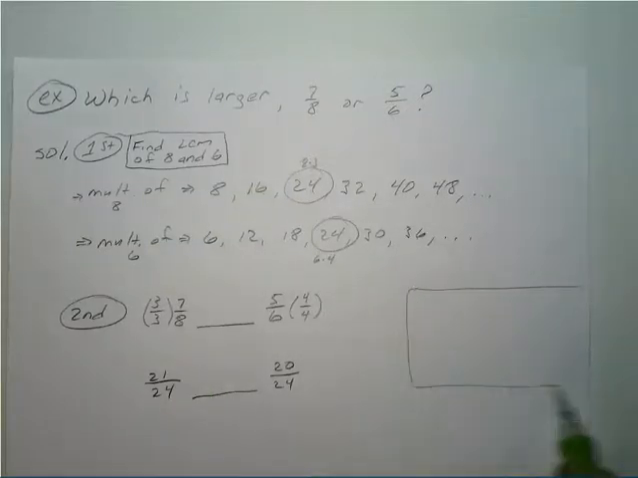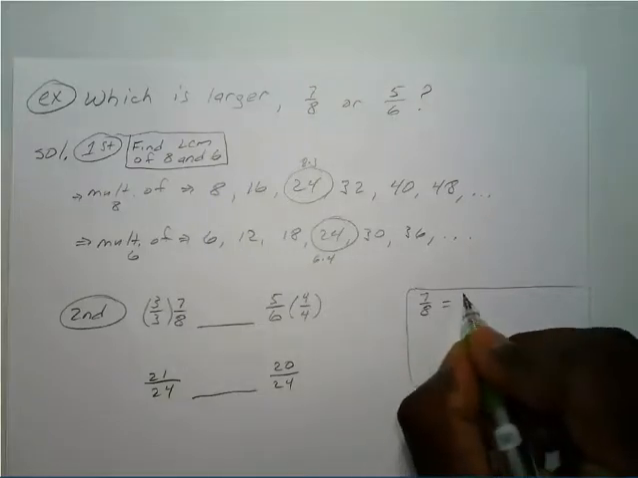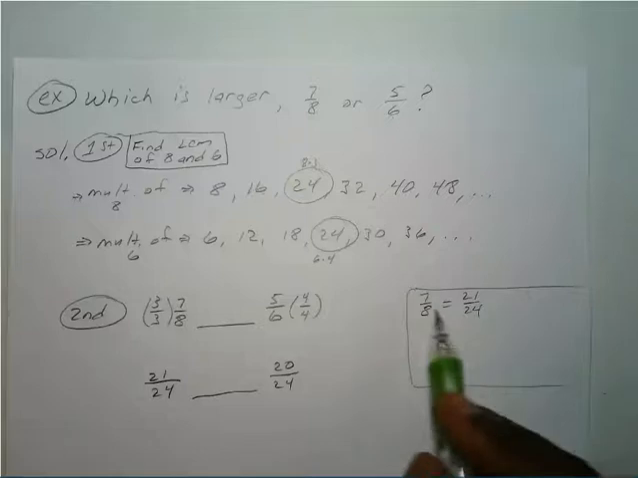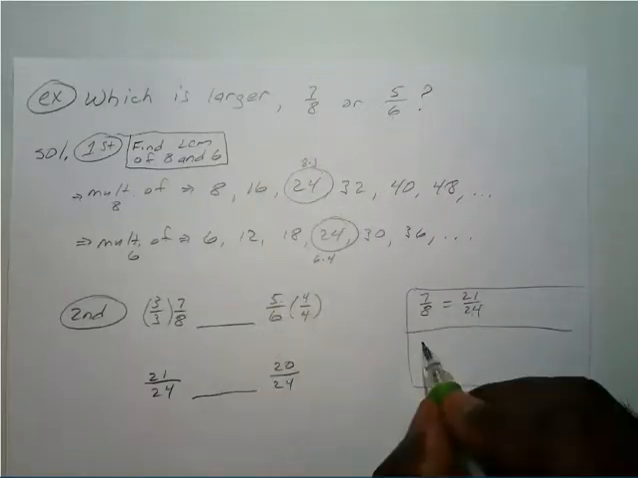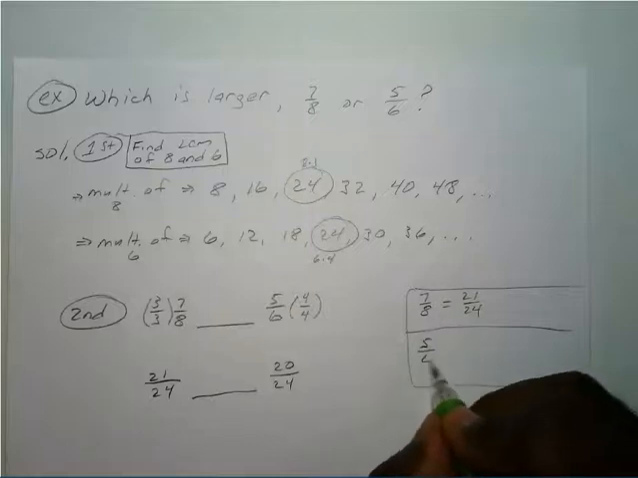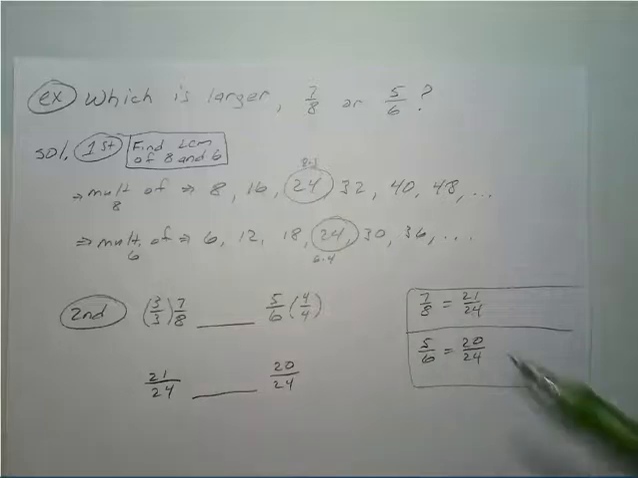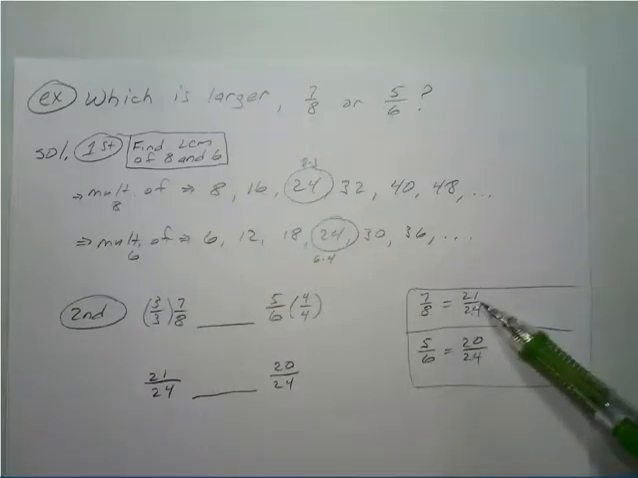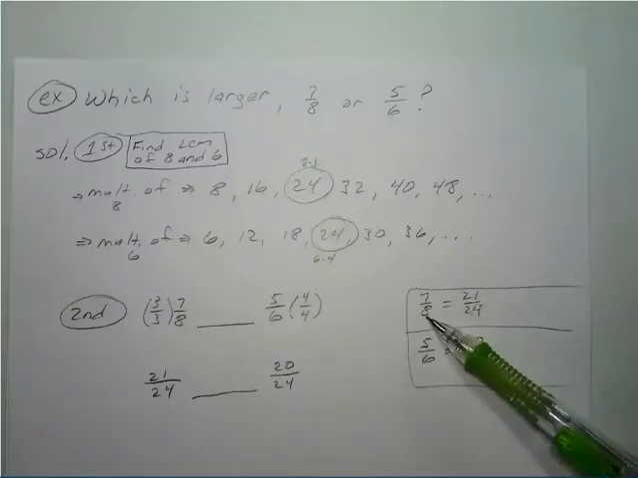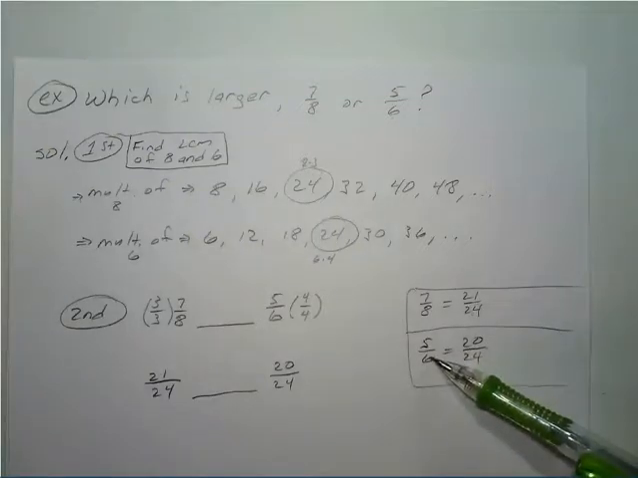Just in case you're wondering how we went from here to here, remember, 7 over 8 is equal to 21 over 24. Those are equivalent fractions. And 5 over 6 is equal to 20 over 24. And if you go ahead and rewrite these in lowest terms, you'll see you'll end up right back here. So if you simplify 21 over 24 to lowest terms, you'll end up with 7 over 8. If you simplify 20 over 24 to lowest terms, you end up right back at 5 over 6.